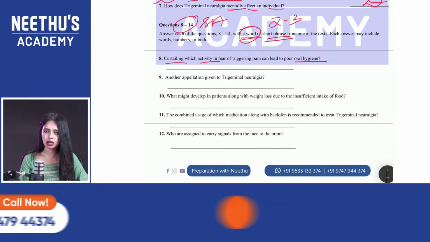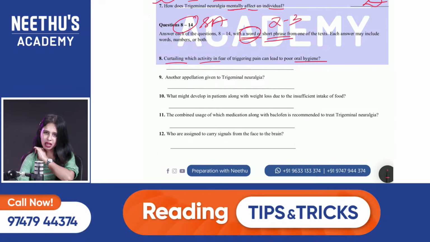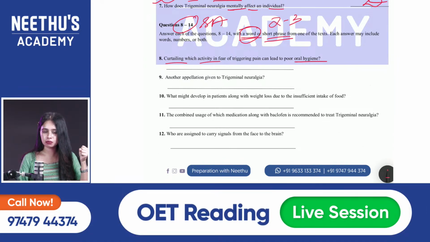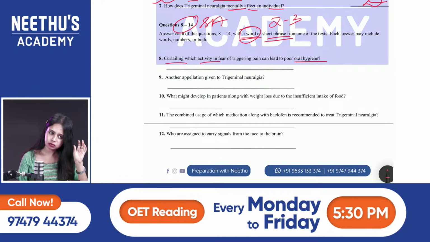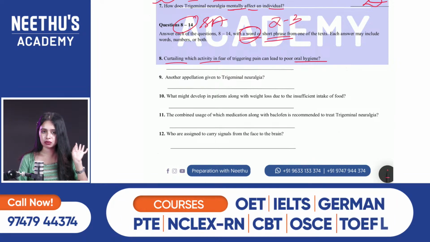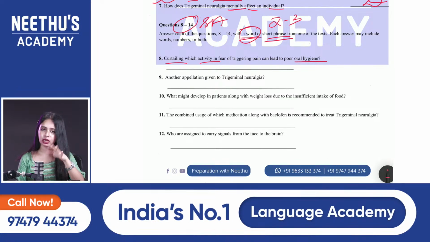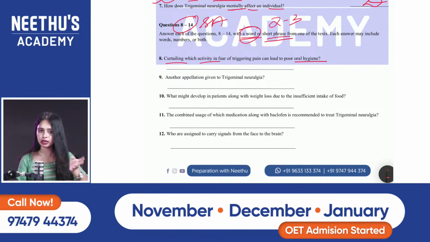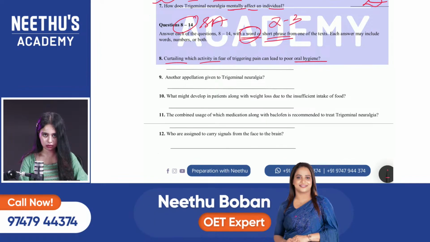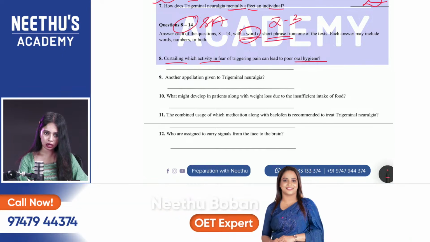"Brushing their teeth" is actually not the right form for the activity. "Brushing teeth" is an activity. "Brushing" is an activity. But "brushing their teeth," it's wrong. The answer is mentioned in the paragraph as "brushing their teeth," but the "their" is not needed. So the answer is "brushing teeth," or you can write "brushing." I hope it is clear.